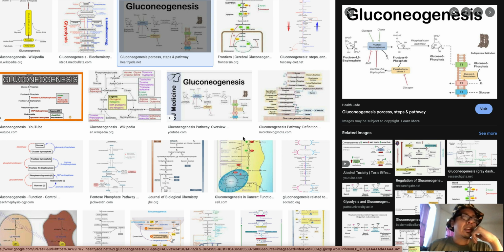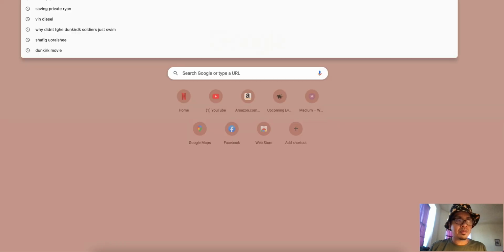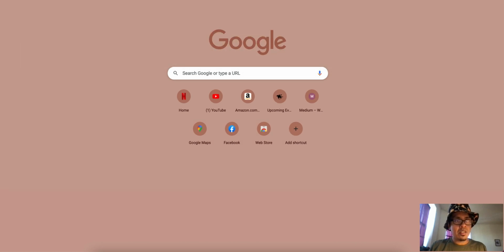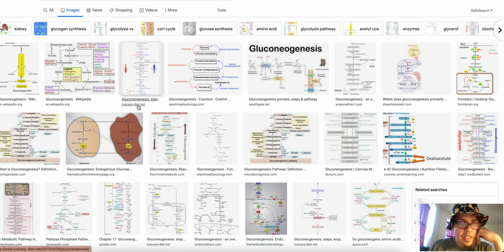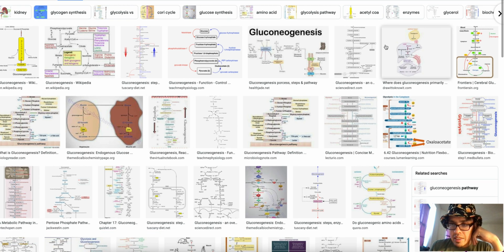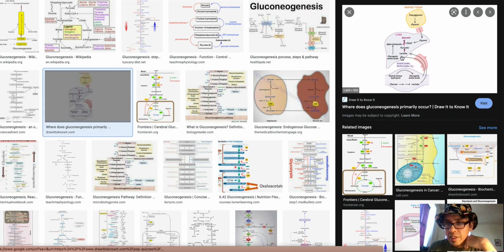Let's talk about what the components are. Essentially, we need to form glucose. Where does gluconeogenesis occur? Again, it occurs in the liver, in the hepatocytes. Let's see if we can have a breakdown. It occurs mostly here. You have the liver here, and you have a number of enzymes involved.